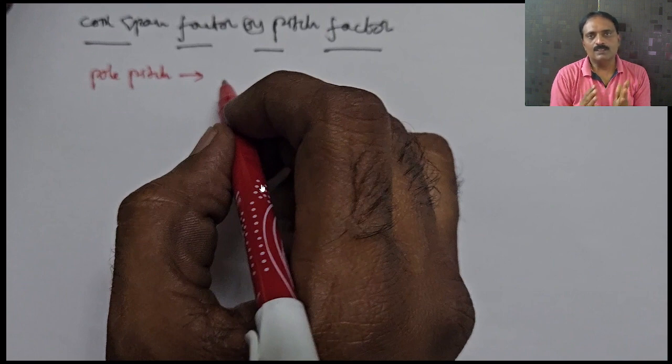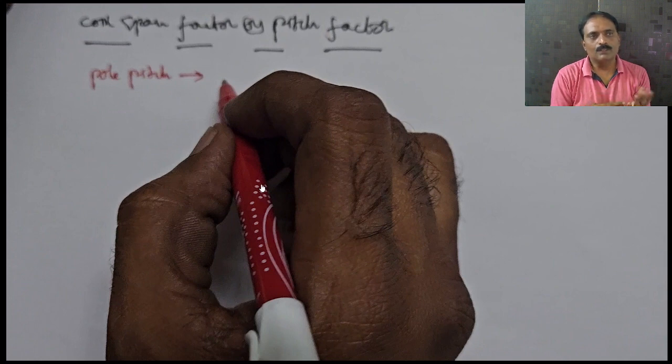Coil span means the distance between one coil side and another coil side of a particular coil. If the coil span is exactly equal to one pole pitch, then that winding is considered as full pitched winding. And if the coil span is less than the pole pitch, in the sense the second coil side is not exactly one pole pitch away, rather it is placed short by one slot or two slots from the full pitch, then we say that winding is short pitch winding, which results in this coil span factor or pitch factor.